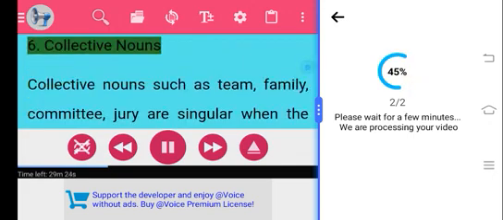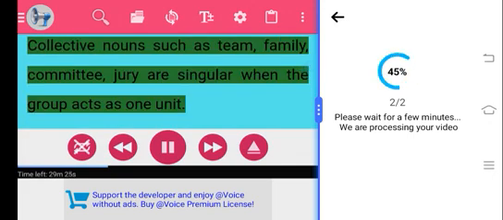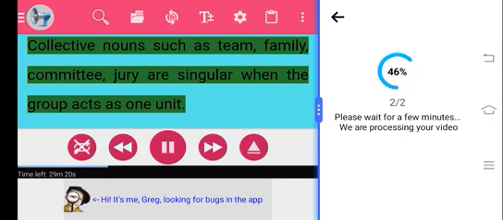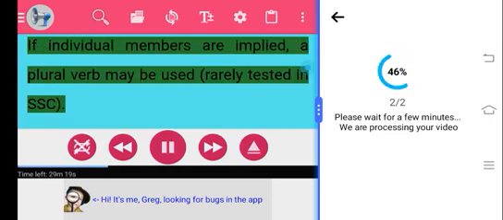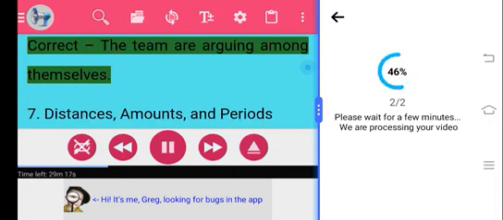6. Collective nouns. Collective nouns such as team, family, committee, jury are singular when the group acts as one unit. Correct: the team is playing well. If individual members are implied, a plural verb may be used, rarely tested in SSC. Correct: the team are arguing among themselves.